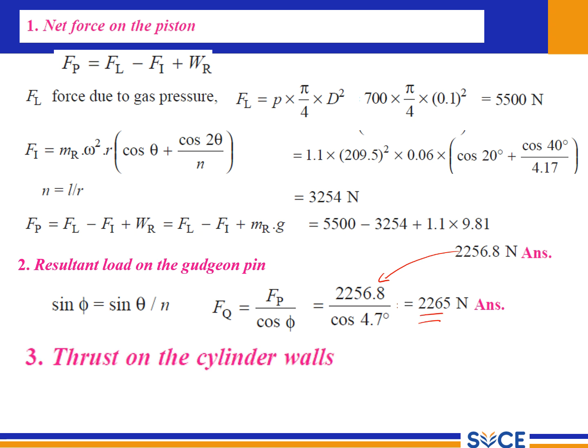Now the third important thing is the thrust on the cylinder walls, that is the normal force, Fn. So you substitute Fp, the same 2256.8 into tan phi. So we will get the value around 185.5 Newton. The last one we see in the next slide.